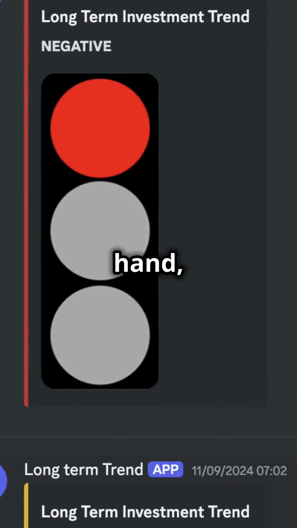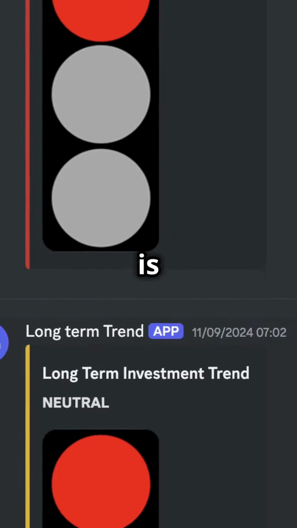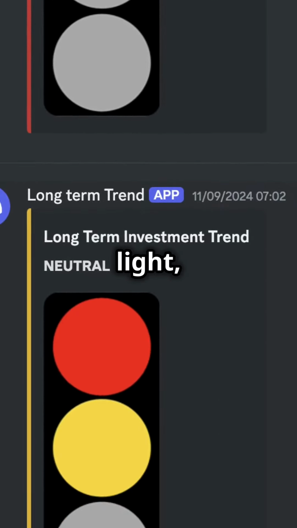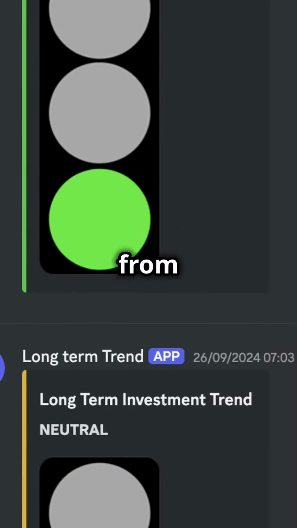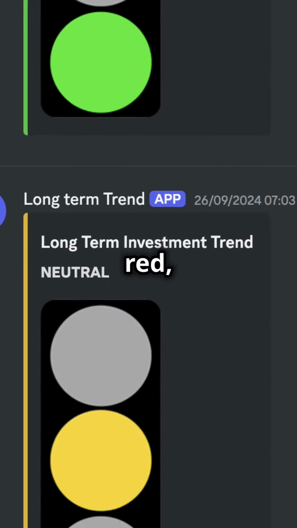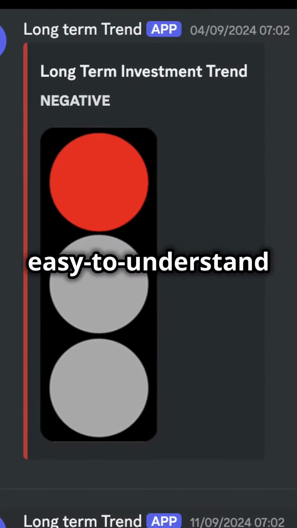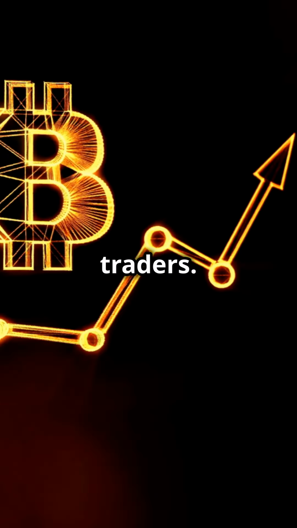On the other hand, the long-term Bitcoin trend is illustrated as a simple traffic light, changing from red to amber to green, and from green to amber to red, providing an easy-to-understand visual cue for traders.